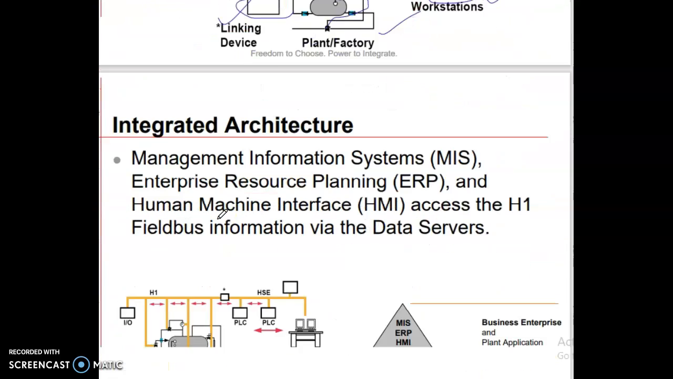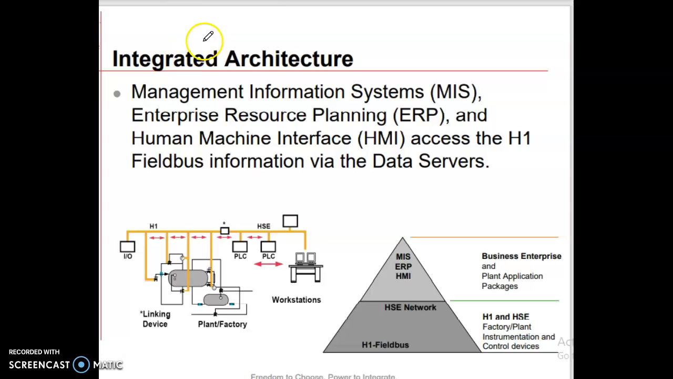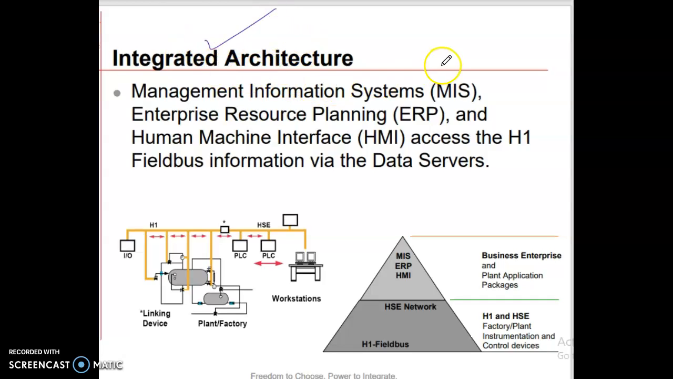Integrated architecture. Management information systems, MIS: M for management, I for information, S for systems. Enterprise resource planning, ERP: E for enterprise, R for resource, P for planning. Enterprise resource planning.